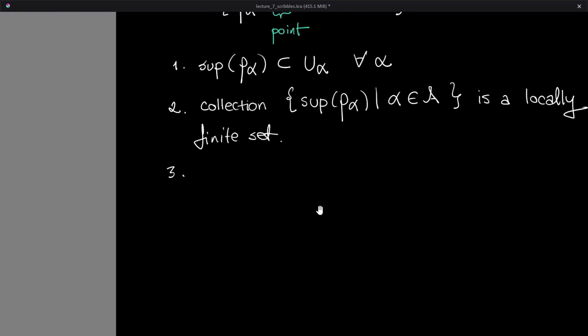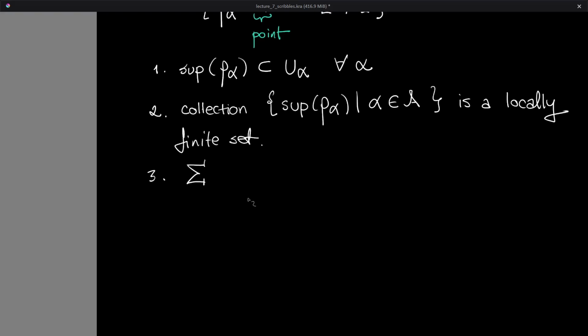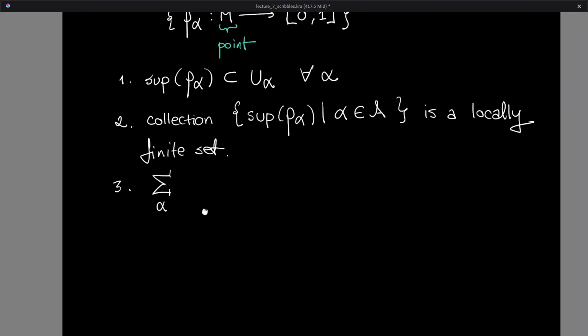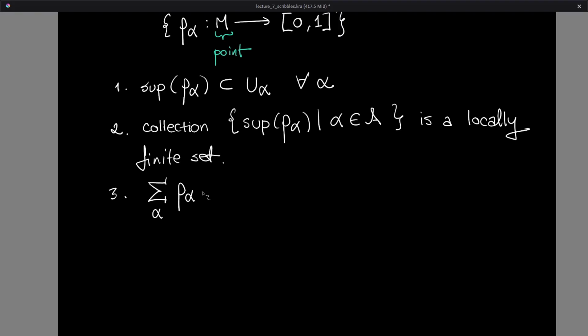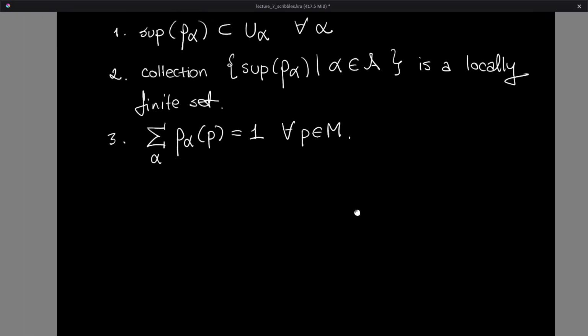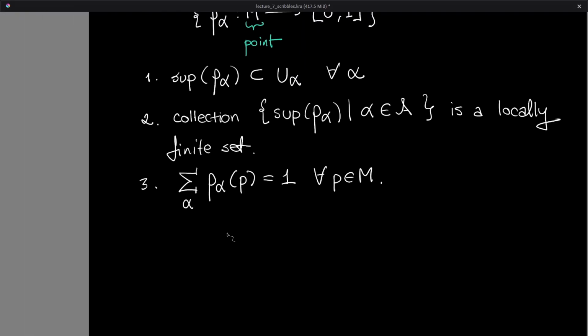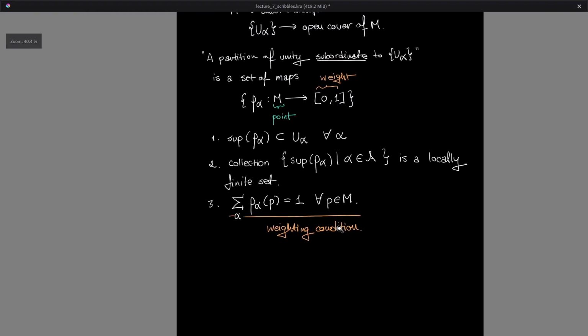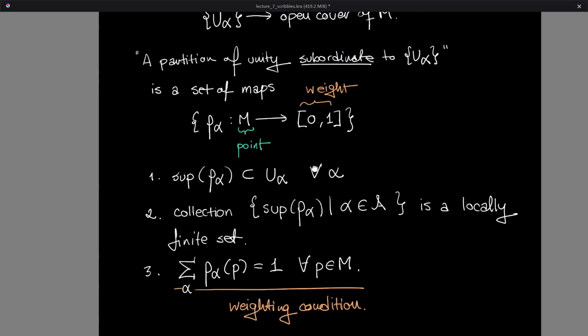3. And this is the weighting condition. Weighting as in weight, as we were talking about. So rho alpha of P, the total weight on a single point, has to equal 1 for all P element of M. So this is the weighting condition. Let me write that out. Weighting condition. This ensures that the contribution from each point is normalized, right? The normalization being that the total weight is equal to 1.